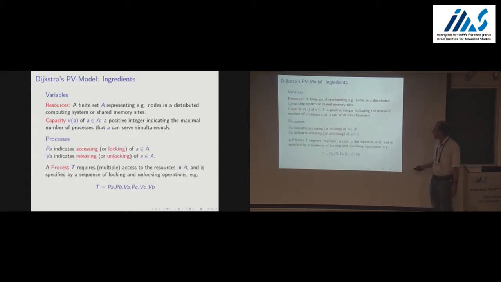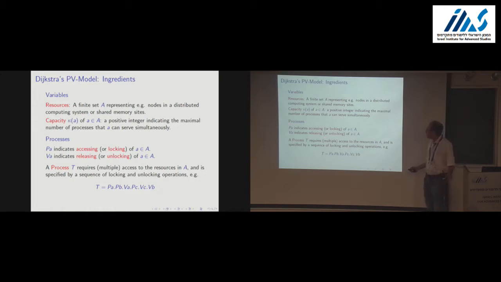Now, what is a process? A process is simply a sequence of accessing and releasing a particular resource. So P_A denotes accessing or locking the resource, and V_A denotes the unlocking of the resource. I've asked some Dutch guy what P and V are, and he said that he doesn't know, but certainly it doesn't relate to accessing and releasing, but that's okay. It's something in Dutch.